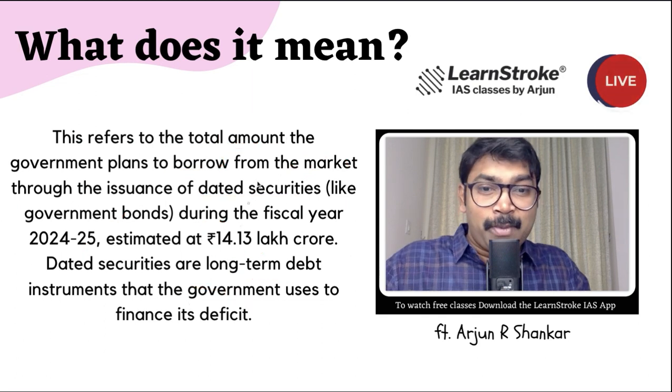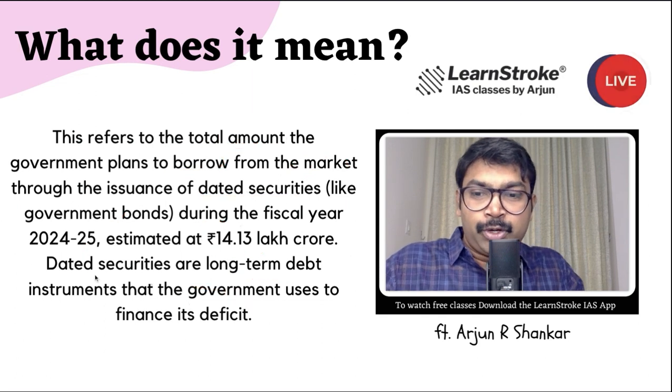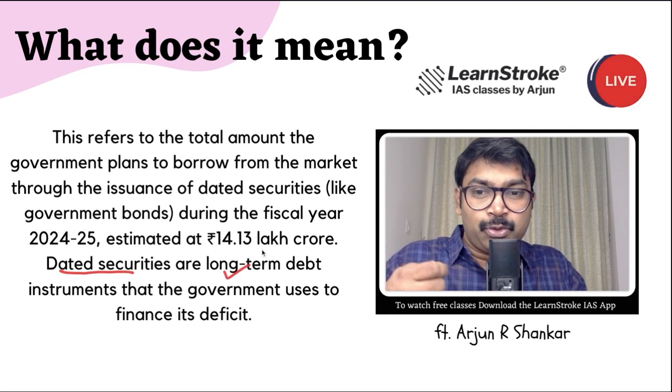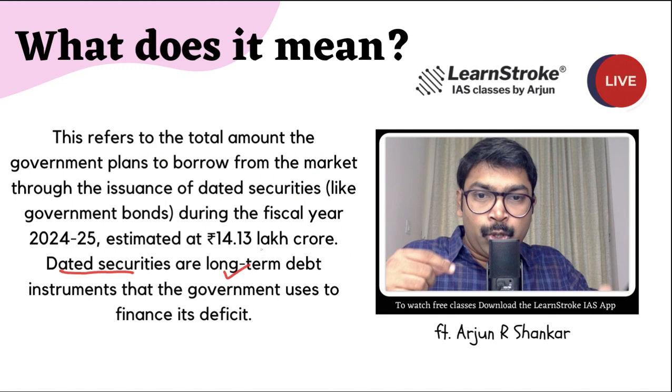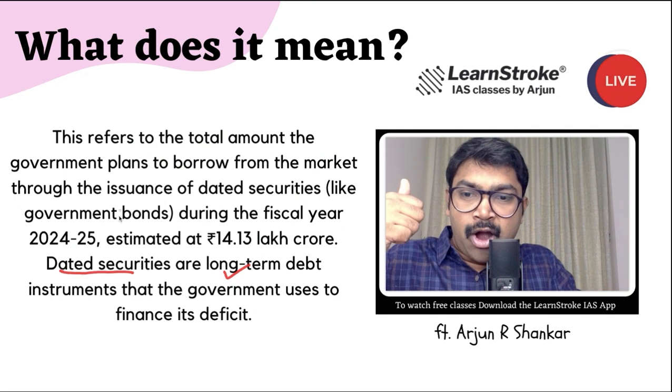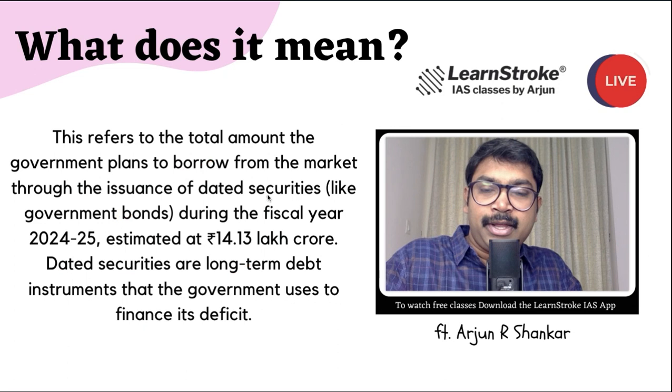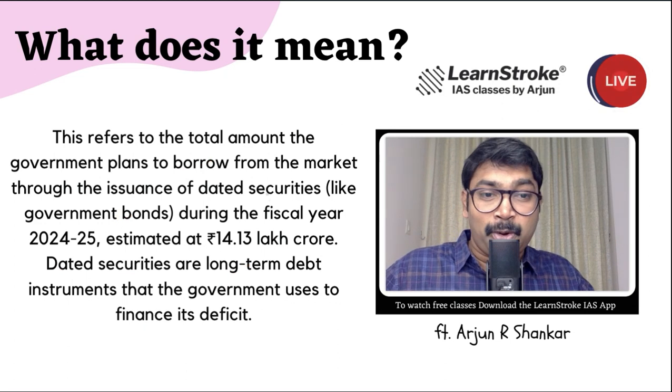So definitely the government wants to borrow, and dated securities are used. Dated securities are long-term instruments which the government uses to finance. So you have a funding problem. You are issuing government bonds and you are borrowing the money from the market. This is what is simply called market borrowing.